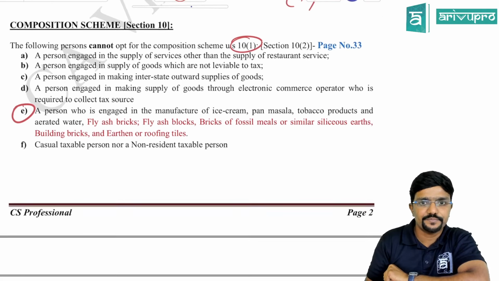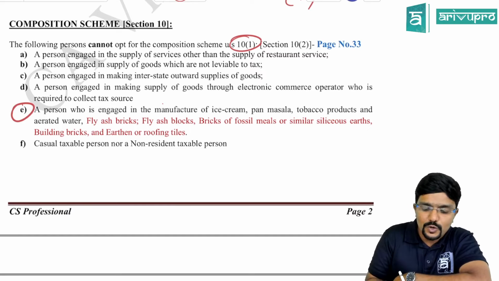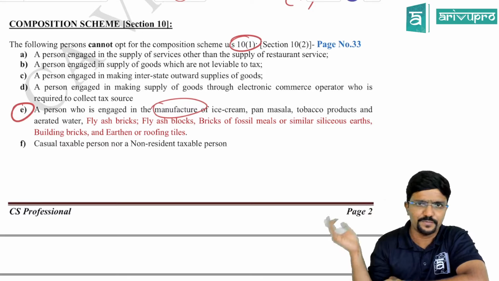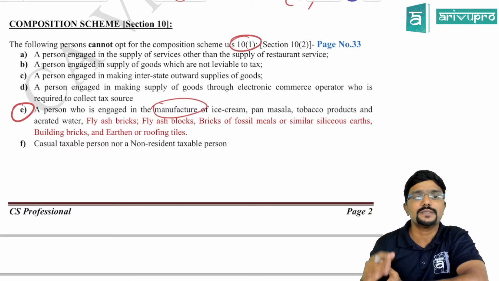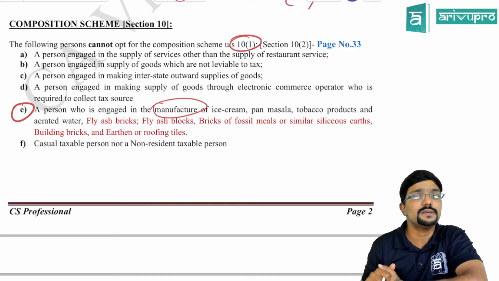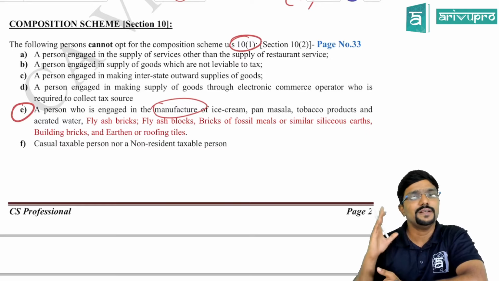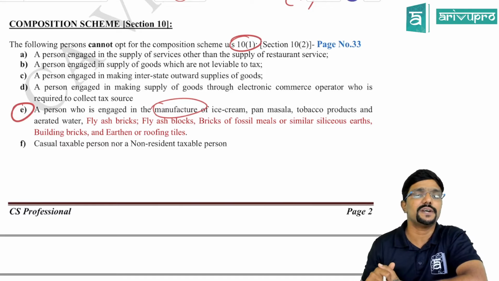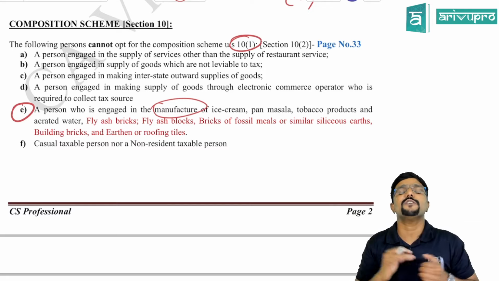What is it? A person who is engaged in the manufacture of ice cream, pan masala, tobacco products, and aerated water was already there. Now they have added a few more products, that is fly ash bricks, fly ash blocks, bricks of fossil meals or similar siliceous earths, building bricks, and earthen or roofing tiles. Okay, in simple, bricks, blocks, and tiles. But there are some specific things to be considered there. If you are manufacturing any of these items, then you are not eligible for composition scheme.